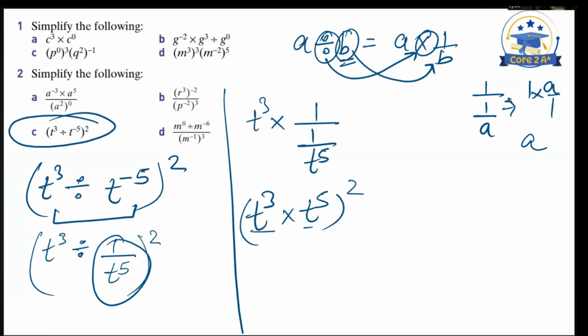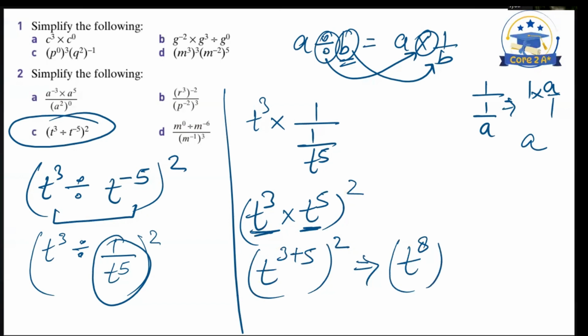Now, both have the same base, but different exponents, different powers. So what do we have to do? We have to add them. Add, and don't forget the square. T to the power 3 plus 5. 3 plus 5 is 8. Okay, and don't forget the 2. And now what do we have to do? Because here we have power of the power, will we add or multiply? Obviously, we will multiply, don't add, okay? So T to the power 8 times 2, it's 16, okay?